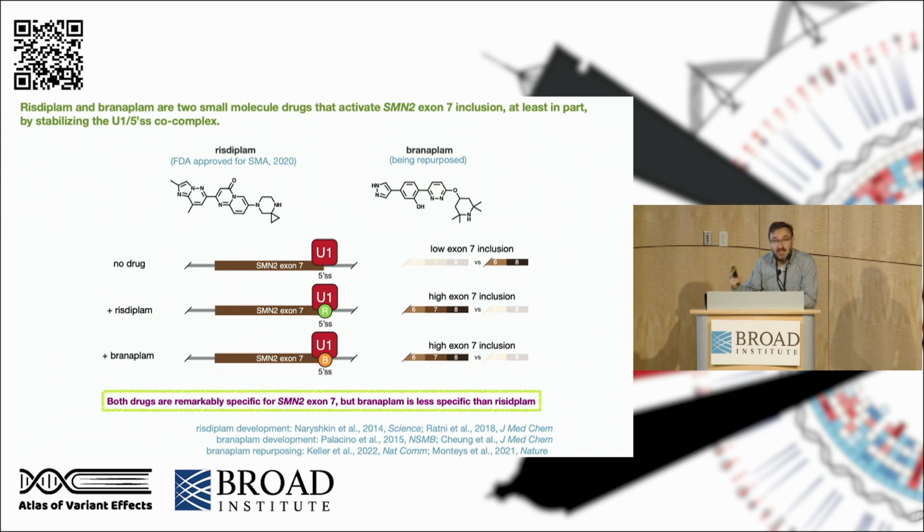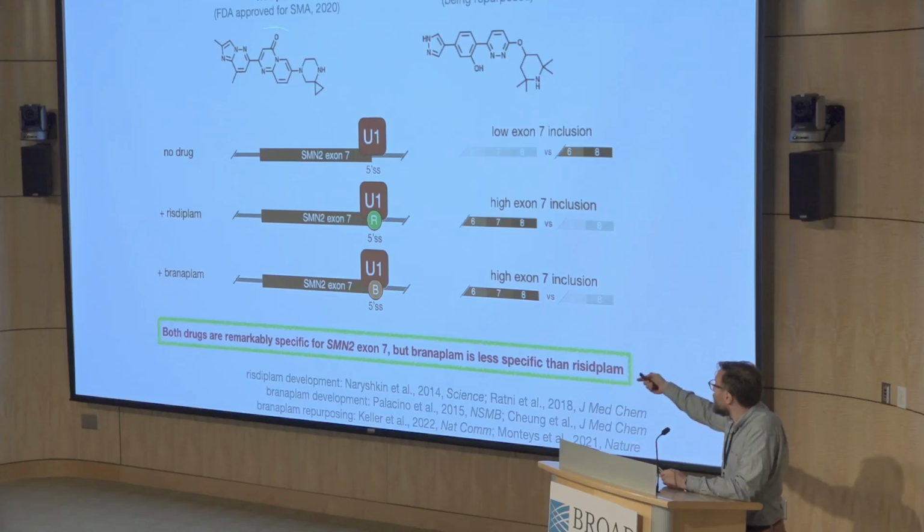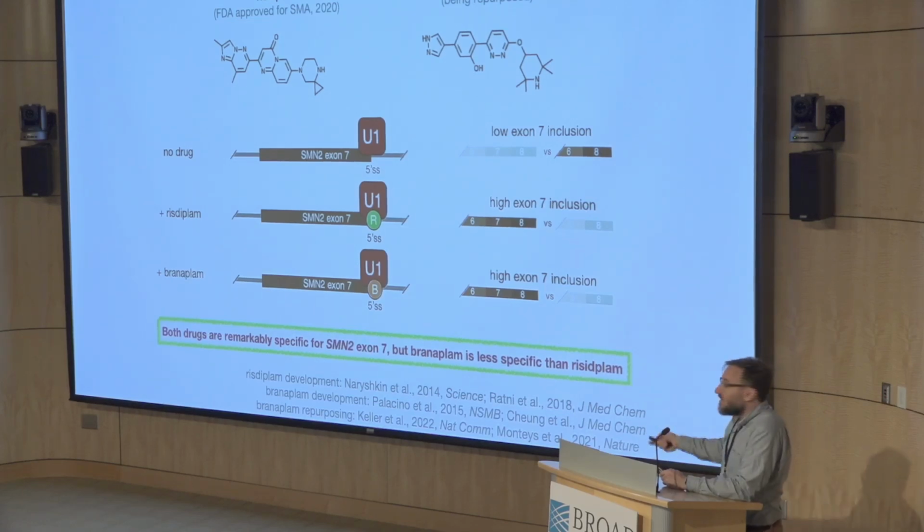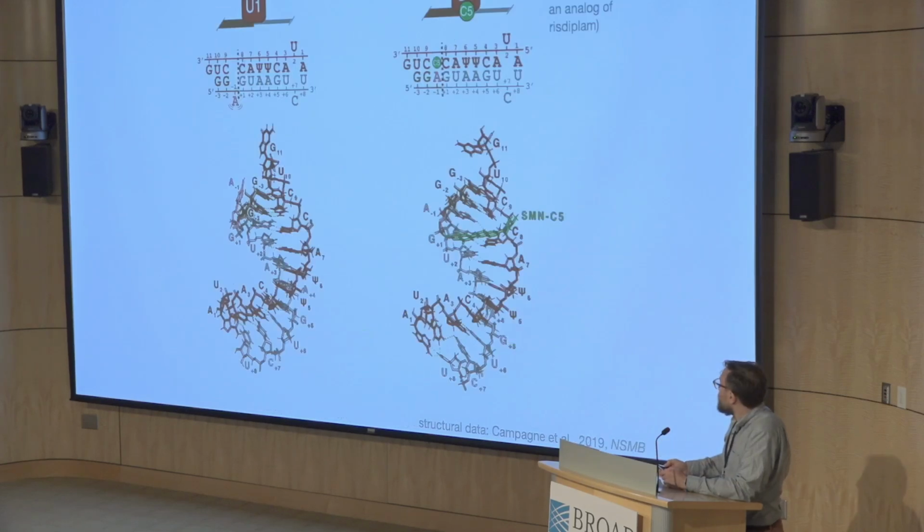Now, there are two key mysteries surrounding these drugs. Both were found by blind screens, so they weren't designed to do a specific thing. One question is, how are these small molecule drugs so specific for SMN2 exon 7, considering they're so small? But also, branaplam is substantially less specific for exon 7 of SMN2 than risdiplam is. So what is the sequence specificity of these drugs, and why is branaplam less specific than risdiplam?